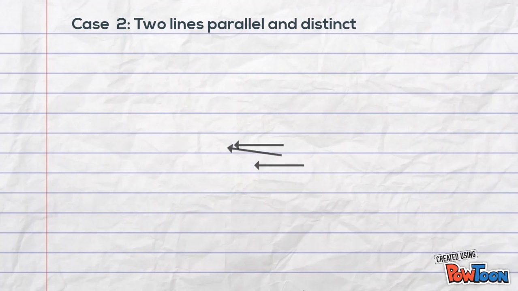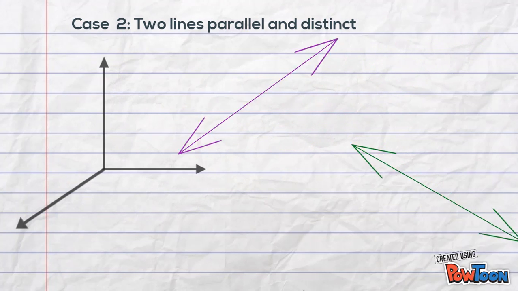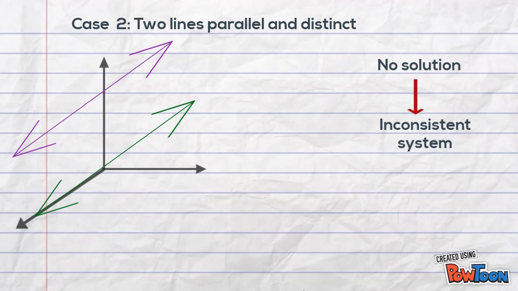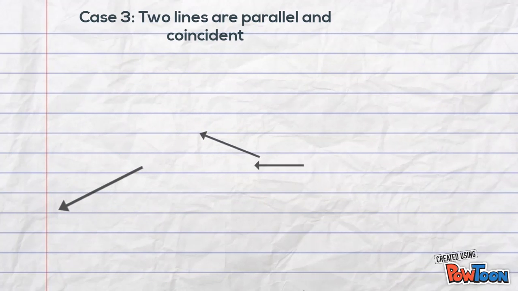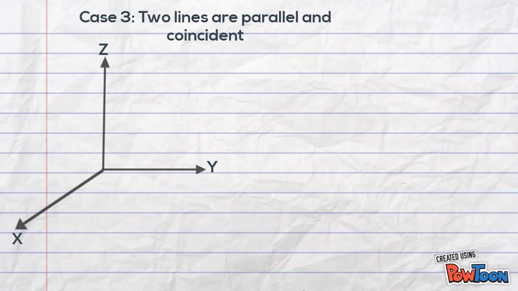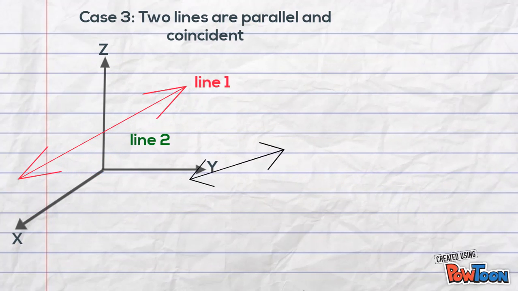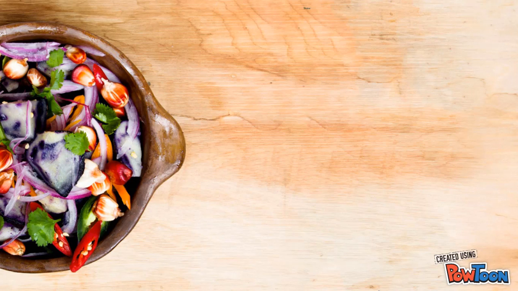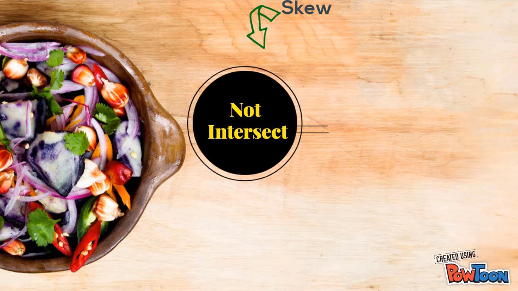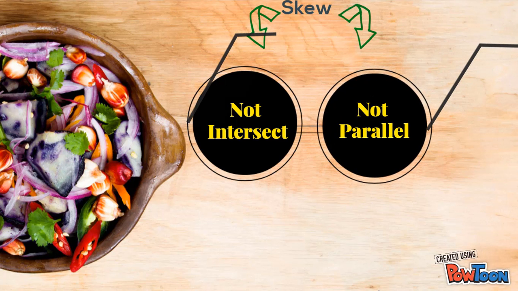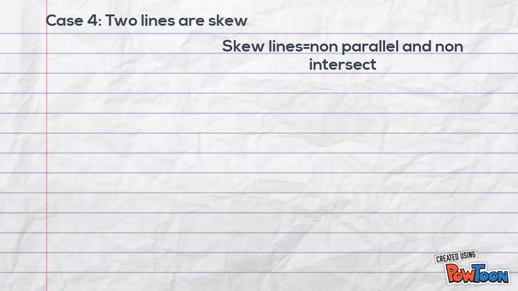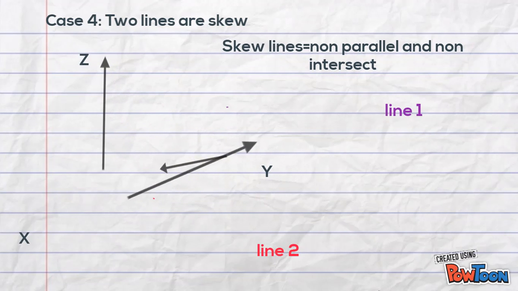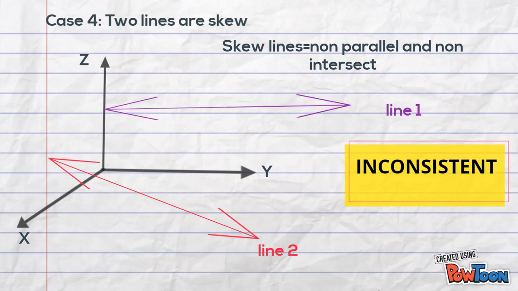The second case is 2 lines parallel and distinct. It has no solution and the system is inconsistent. The third case is 2 lines parallel and coincident. It has infinite solutions and the system is consistent. The fourth case is skew. If 2 lines are skew lines, it means that they don't intersect and are not parallel to each other. In this case, no solution can be found, so it is an inconsistent system.